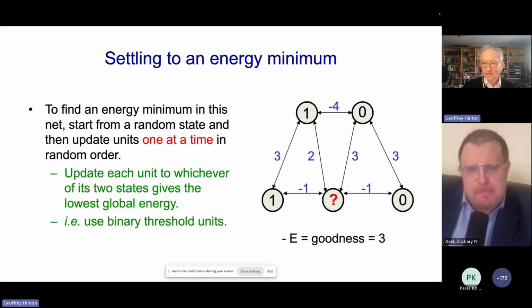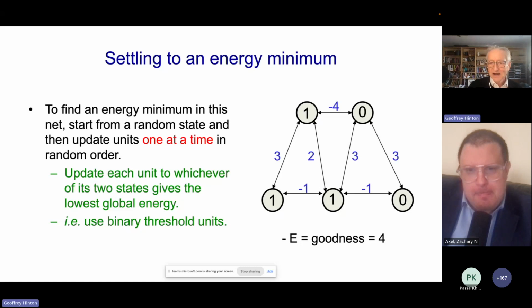That one was off, but if you look at the total input it's getting now, it's getting +2 from one of the neurons that's on and -1 from the other one. So it's got a total input of +1. So we'll flip it to be on because it's got positive input. And when we flip it to be on, the goodness goes to 4, the energy goes to -4. So we've got a better state of the network.